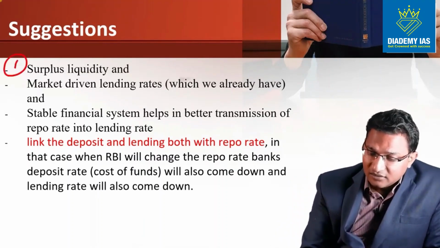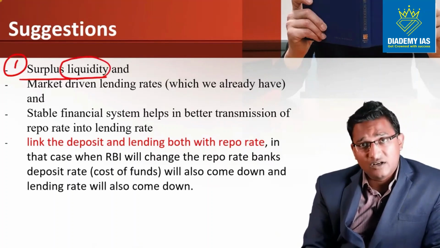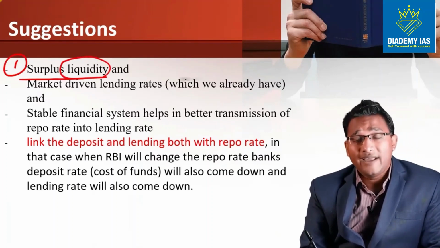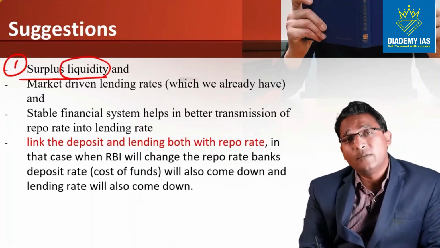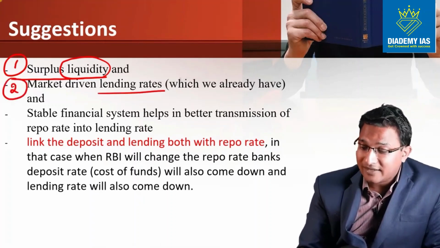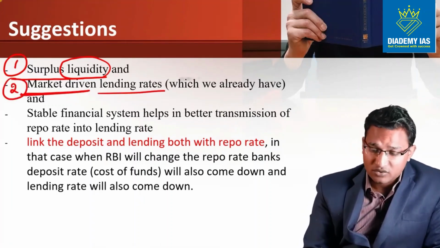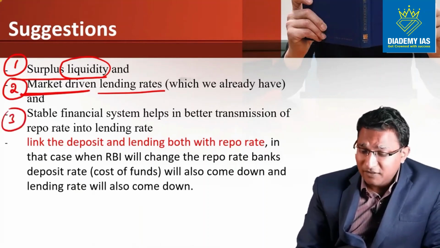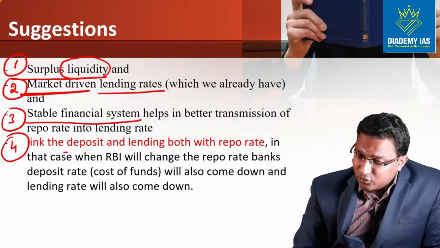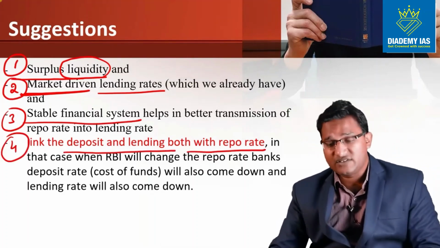First suggestion is surplus liquidity. We should have surplus liquidity. When the liquidity is surplus, the banks are ready to give loans, and when they give loans, they can have the impact of the repo rate. Then lending rate should be market driven, which we have already done for some of the loans. Stable financial system, and in the last, linking the deposit and the lending both with the repo rate, as we just discussed in the previous session.